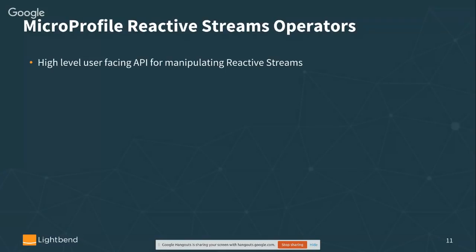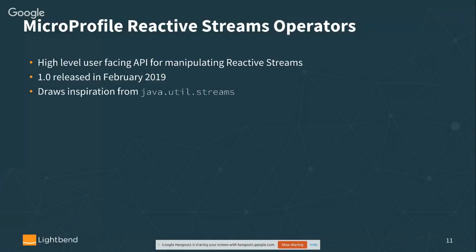So this specification is a high-level user-facing API for manipulating reactive streams. We've just released 1.0, so you can use it. There are a number of implementations out there that you can try. It draws inspiration from Java util streams. So if you're familiar with Java util streams, then a lot of the methods are the same. The scope of what methods are included and what aren't are the same.